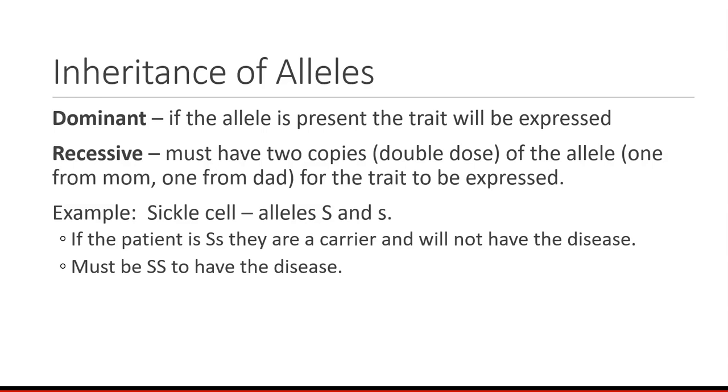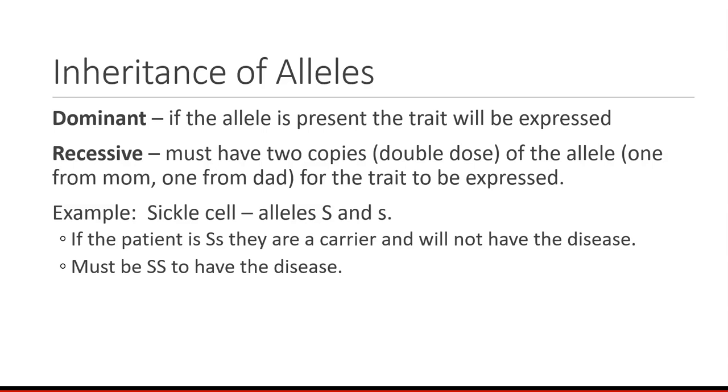Recessive, you must have 2 copies, a double dose of the allele, one from mom, one from dad, for the trait to be expressed. The best example I can think of is sickle cell disease, and there are 2 alleles, big S and little s. If the patient is big S, little s, they are heterozygotes and they are a carrier, but they will not have the disease. So they are able to transmit the big S to a child. But if the other parent is normal, then the child will not get the disease.